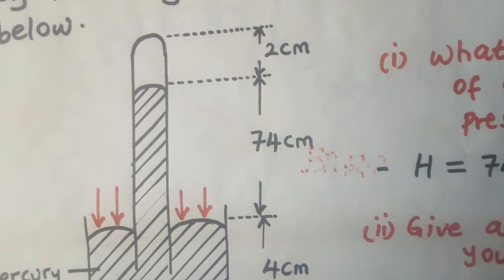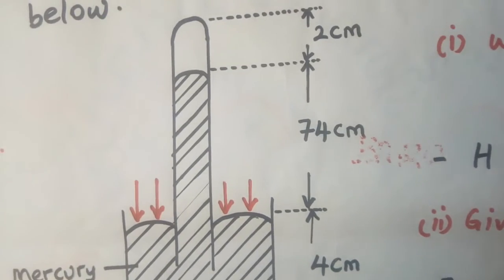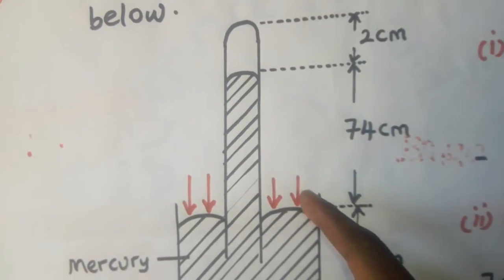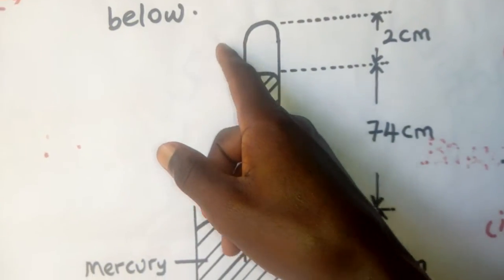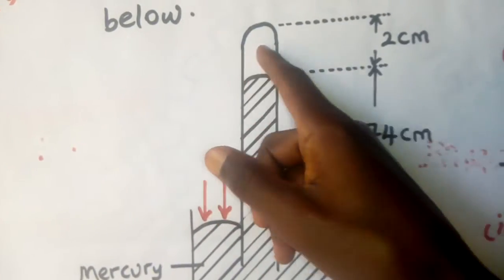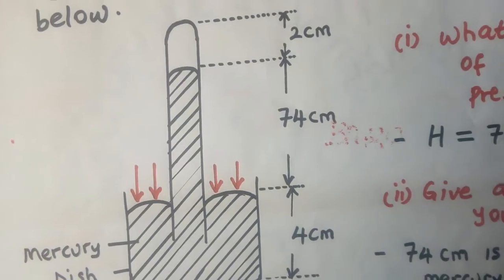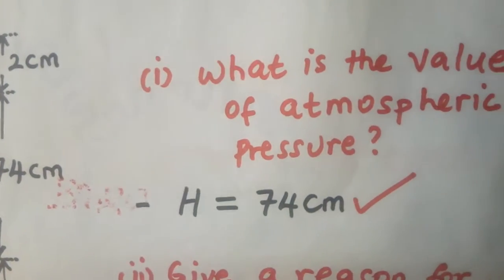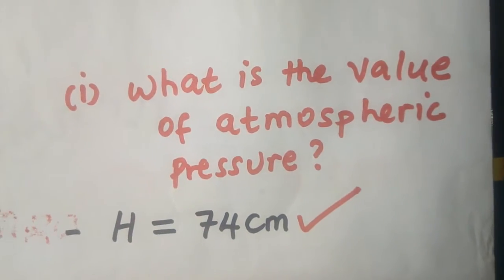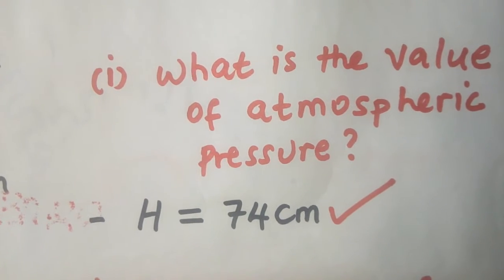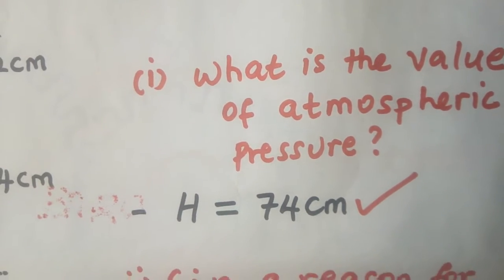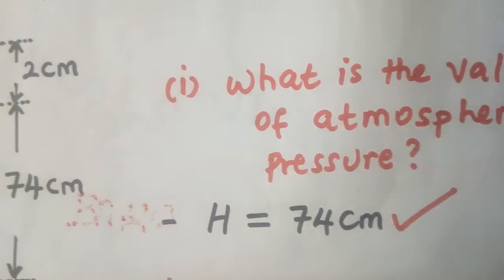Okay, so maybe before we go to the questions, supposing somebody asks you the name of this, automatically you would call it Torricellian vacuum. Now let's go to the questions. Roman 1, what is the value of the atmospheric pressure? So which one is the answer? The value for atmospheric pressure.